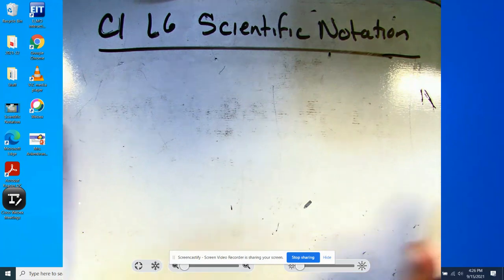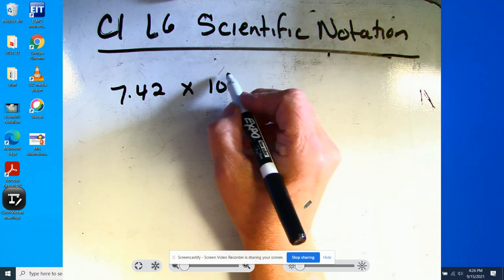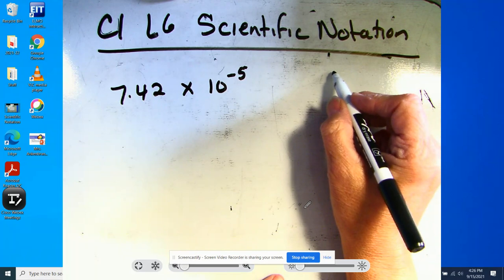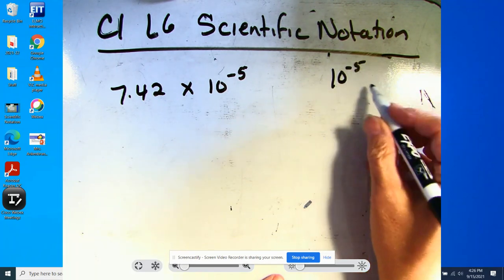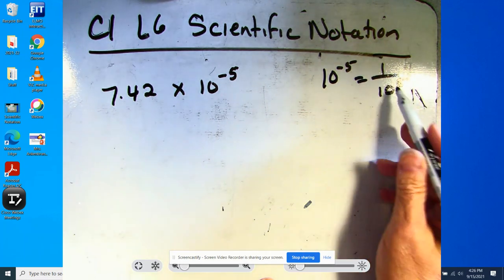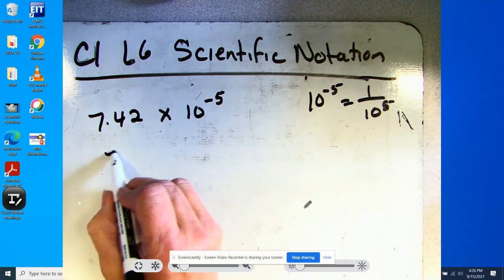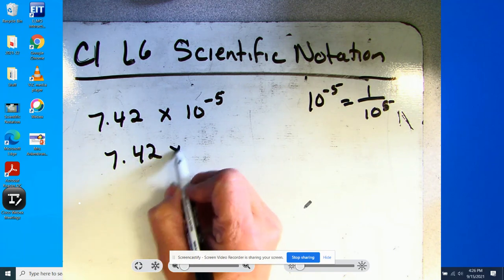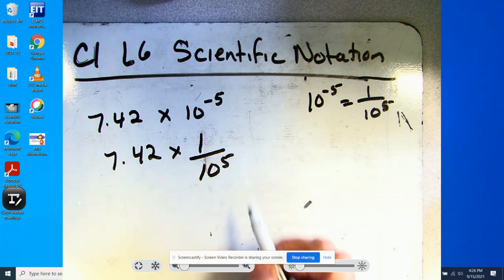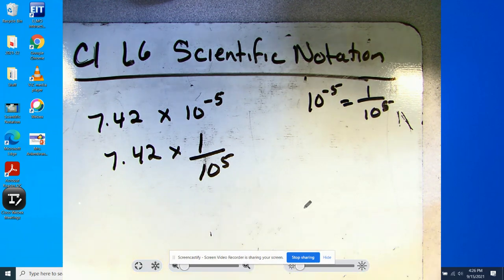What if, however, we took our 7.42 and we multiplied that by 10 to the power of negative 5 instead? Well, we know 10 to the power of negative 5 is actually 1 over 10 to the power of 5. That means it's a fraction. We did this in our last lesson. So this is going to be 7.42 times 1 over 10 to the power of 5. This means our number is going to get smaller because we're dividing by this number.